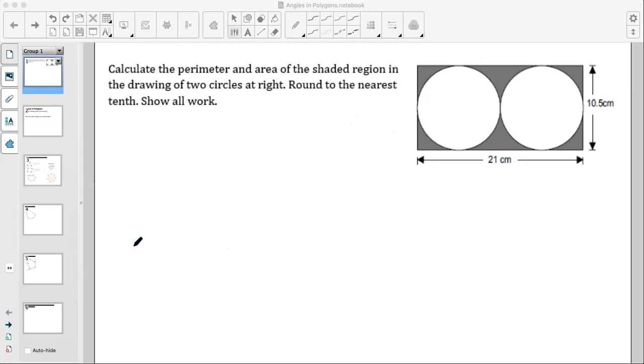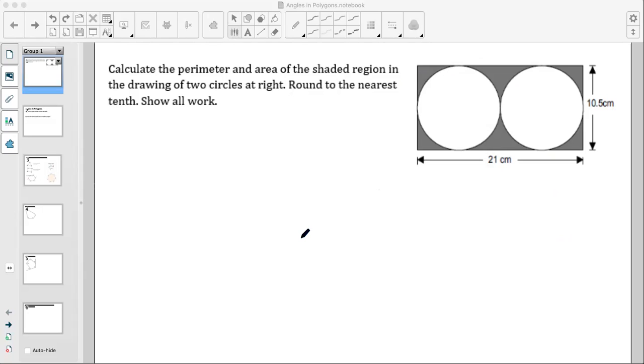Additionally, every parallelogram has opposite angles congruent. So this angle is the same as that one, and this angle is the same as that one. That's true for every parallelogram.